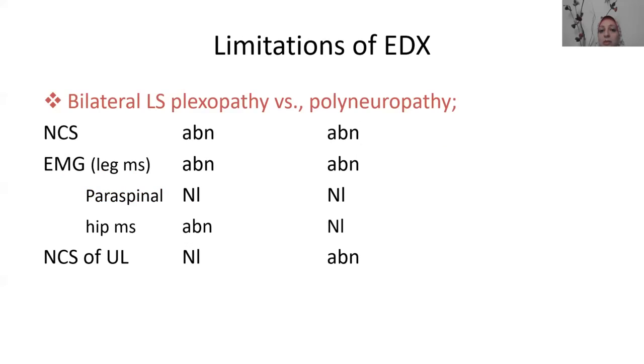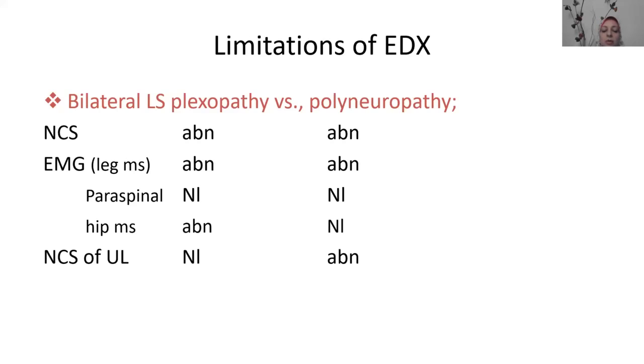But unfortunately, there are limitations of electrophysiological studies. Lumbosacral plexopathy usually presents in a unilateral pattern, but sometimes it is bilateral. So it's difficult to differentiate between bilateral lumbosacral plexopathy and polyneuropathy, as both conditions will cause abnormalities in the nerve conduction study of the peroneal and tibial. Both conditions will show abnormality on EMG, especially when examining the distal leg muscles. In both conditions, the EMG of the paraspinal muscles will be normal.